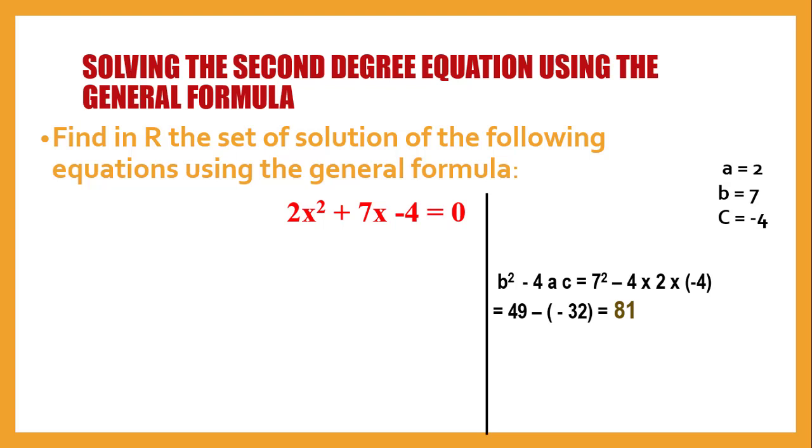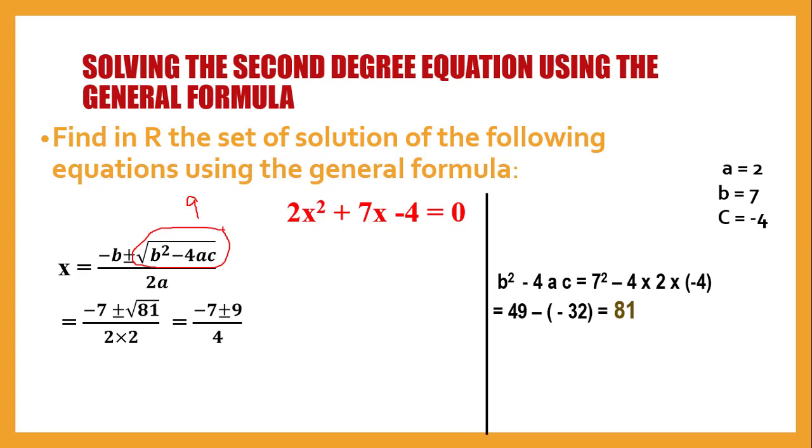Using the general formula, negative b positive or negative square root of b power 2 minus 4ac. Here, b power 2 minus 4ac under the square root will be square root of 81, so it will be 9. Okay, so we have two solutions. The first one, negative b, which is negative 7, positive or negative root 81 over 2 multiply 2 equals 4. So we have two solutions, 1 over 2 or negative 4. So the solution set is negative 4 and 1 over 2.